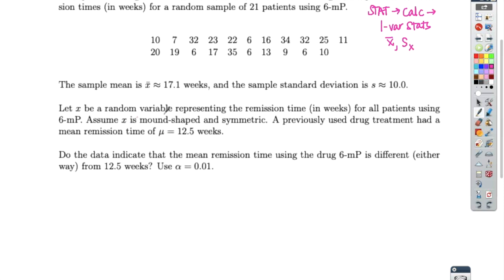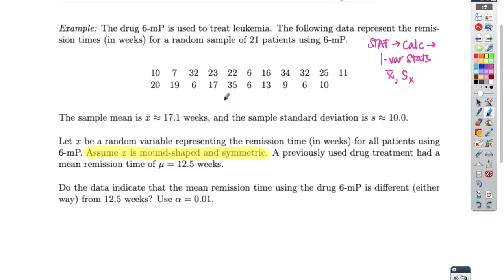Okay, so let X be a random variable representing the remission time in weeks for all patients using this particular drug. Assume that X is mound-shaped and symmetric. I want to focus on this sentence really quick. So just pause for a second and think about why that sentence is necessary in this problem. Think about what about this data makes it necessary for us to know that it's already normally distributed. And so hopefully you've come up with something about that number.